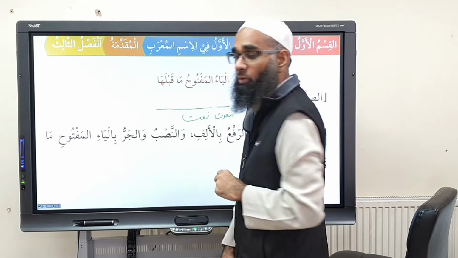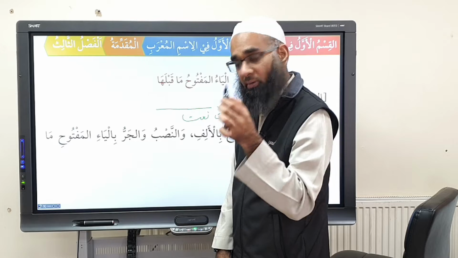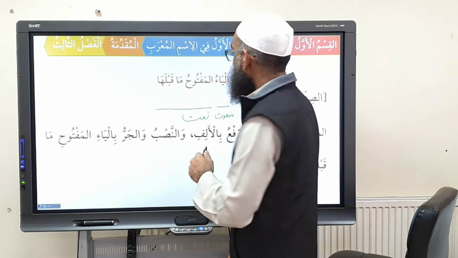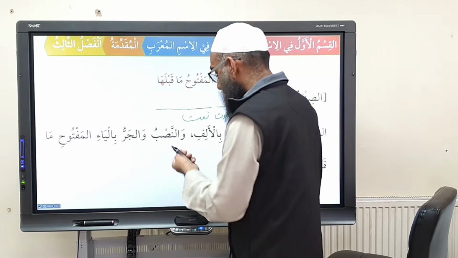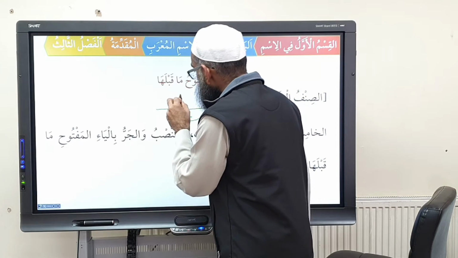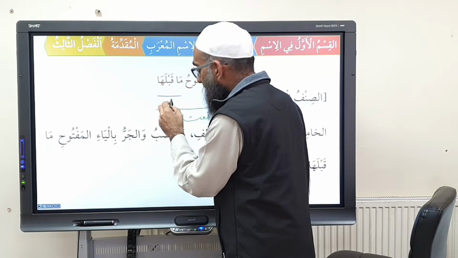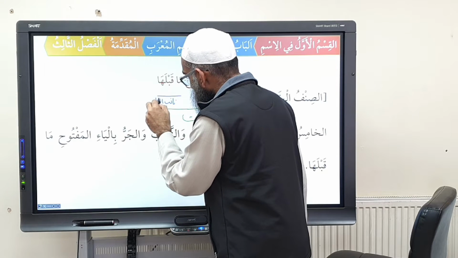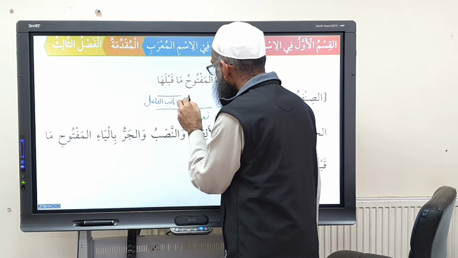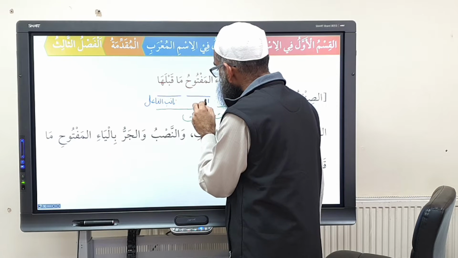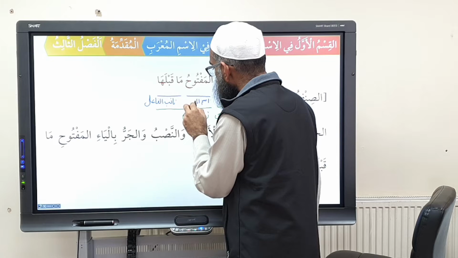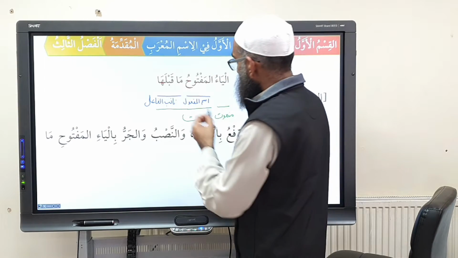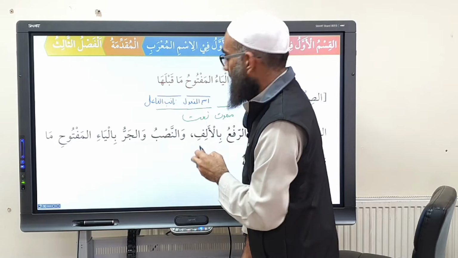Now what kind of word is this? This is an ismul maf'ul, in a verbal meaning. Therefore it has a fa'il. Not a fa'il, it has a na'ibul fa'il. So we're going to say here, this ma qablaha, the mawsul with its sila, becomes the na'ibul fa'il of the word. This is what? Ismul maf'ul. Correct?